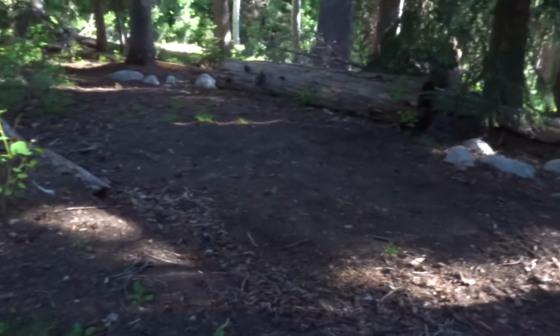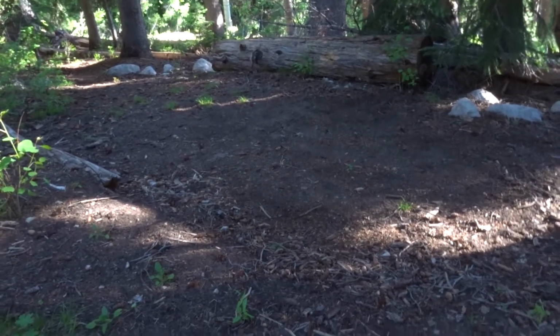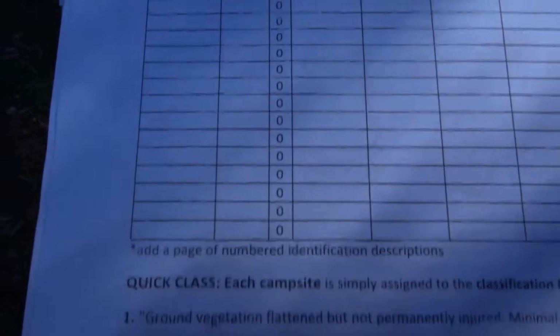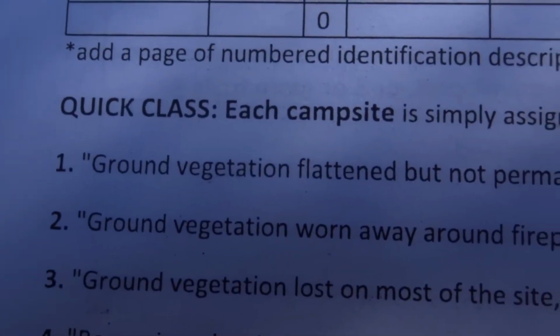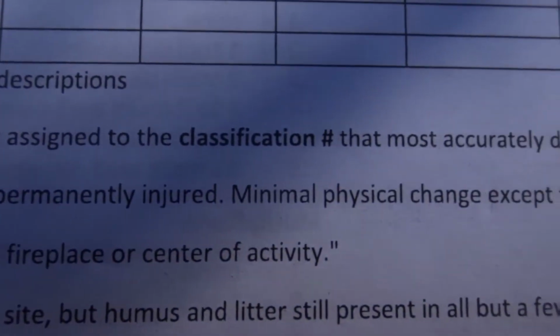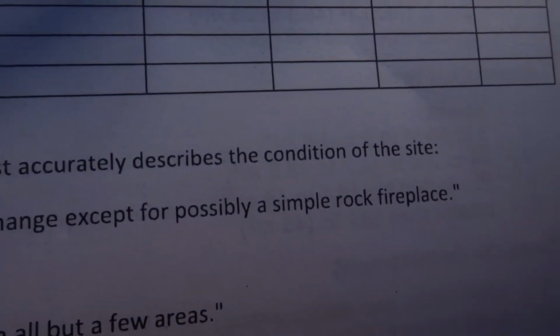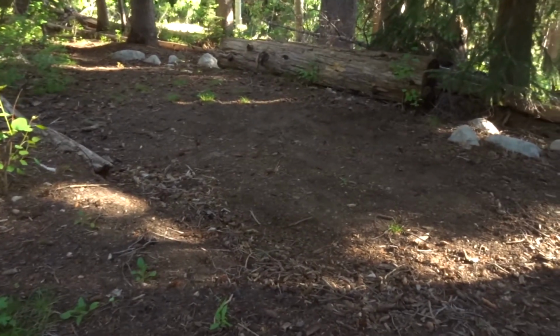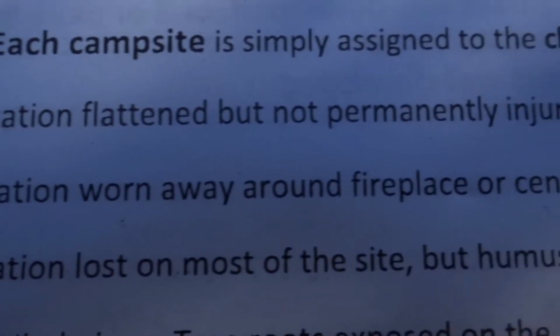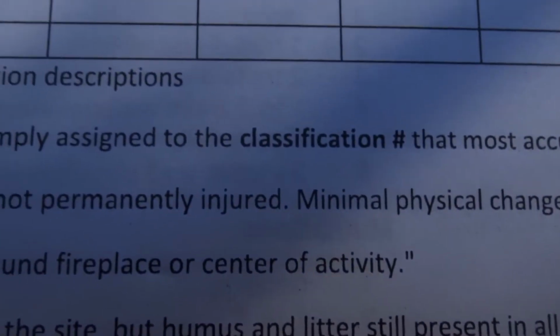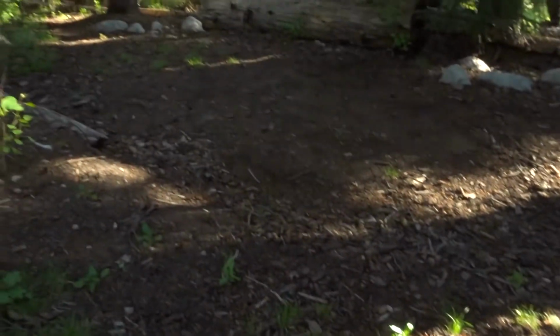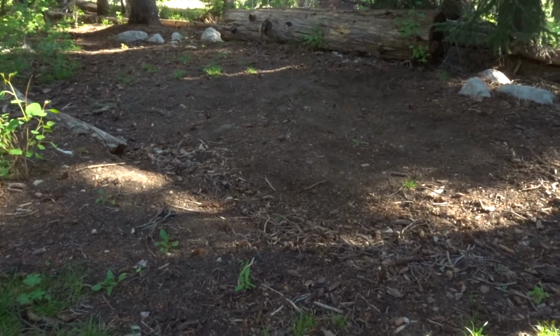All right, so here we are taking a look at this campsite. Looks like a tent site. And the quick class right here, number 1, ground vegetation flattened but not permanently injured. Minimal physical change except for possibility of simple rock fireplace. Okay, I don't think that fits our place. The vegetation is not just flattened, it's actually gone. So number 2, ground vegetation worn away around the fireplace or center of activity. Yeah, definitely it's worn away from this tent area. The fireplace is a ways away.